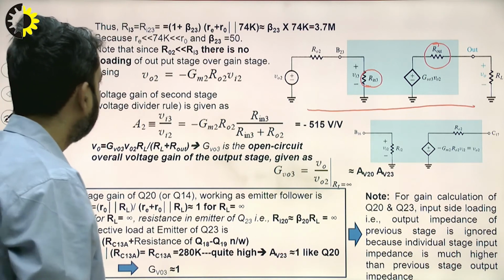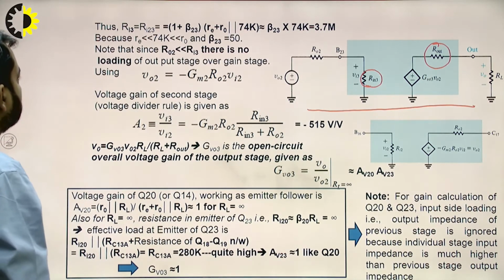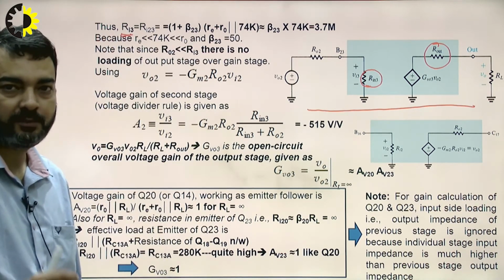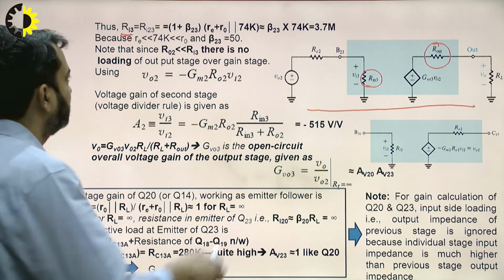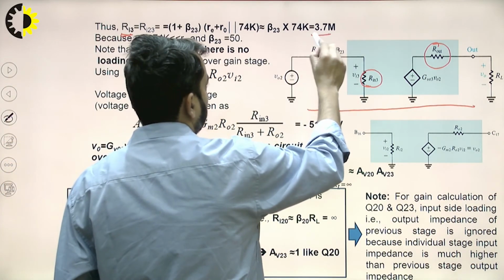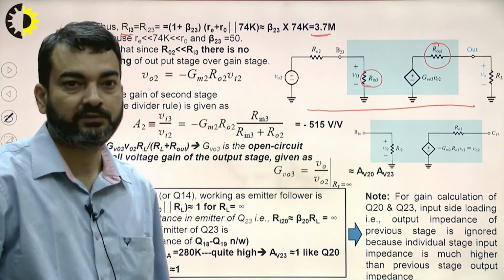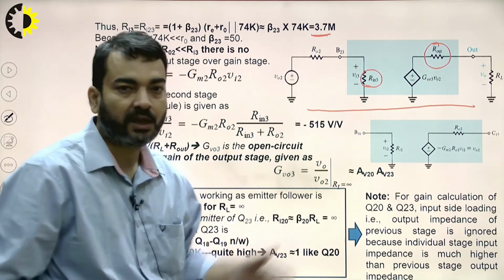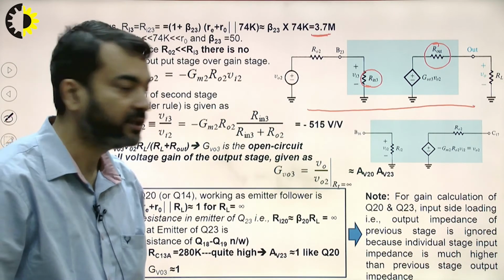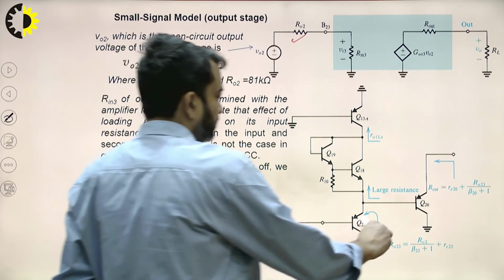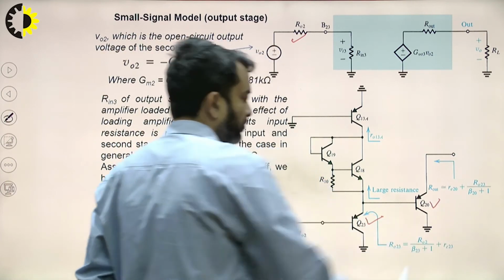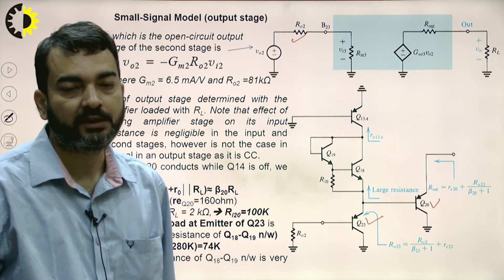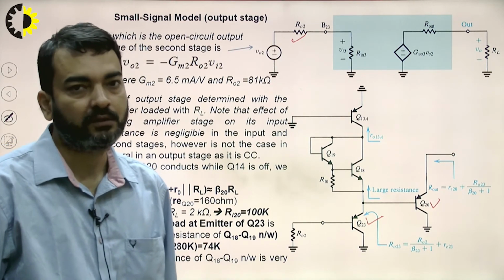So here if we see Ri3, meaning the input impedance of the output stage, this is approximately equal to 3.7 mega ohms, which is very high. And why do we have such a large value? Because of the use of emitter followers. Both these transistors Q23 and Q20 are working in emitter follower mode. So that's why we have very high input resistance and it will avoid the loading.